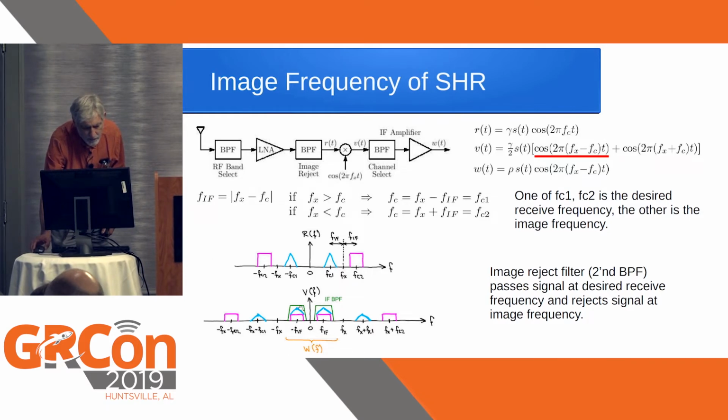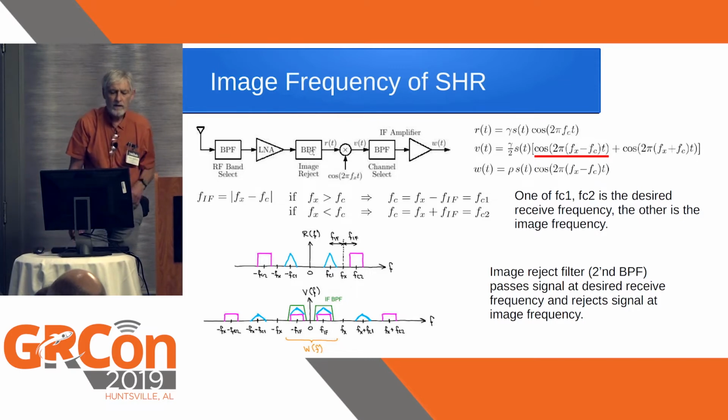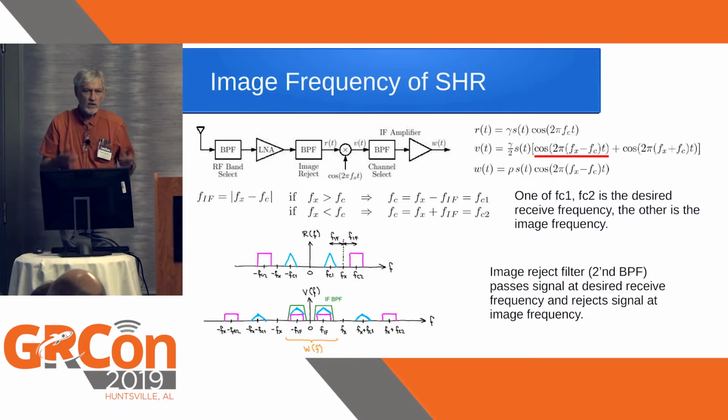So only the middle portion is passed by the intermediate frequency amplifier, but both the cyan portion here and the purple portion, they actually get added together and go out through the IF amplifier. And you only want to have one of those 2 signals, so you need to have a bandpass filter in front of the mixer in order to reject one of the 2.